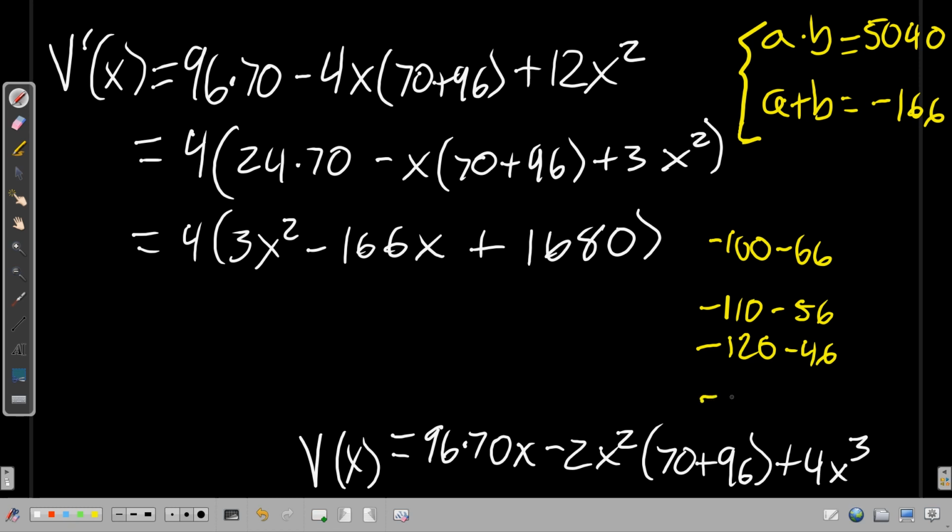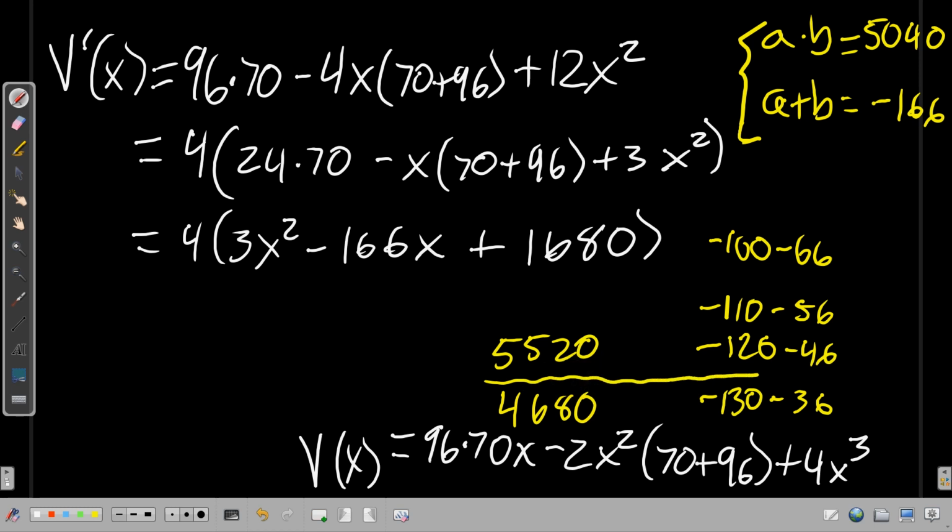What about minus 130 minus 36? So that adds up to minus 166, but the product here is 4680. And on the previous one, the minus 120 minus 46, the product was 5520. So that tells me if there's an answer, it must be somewhere in between these two.